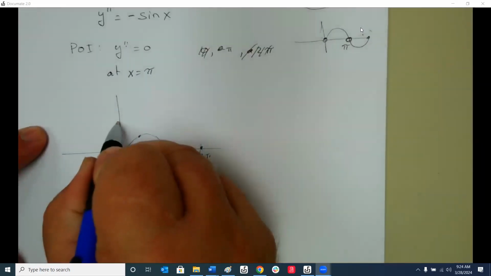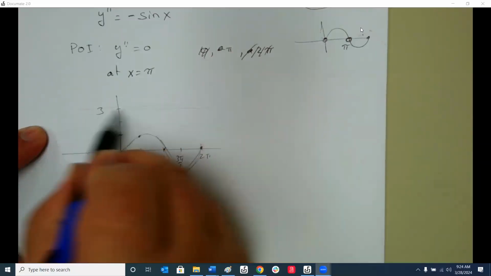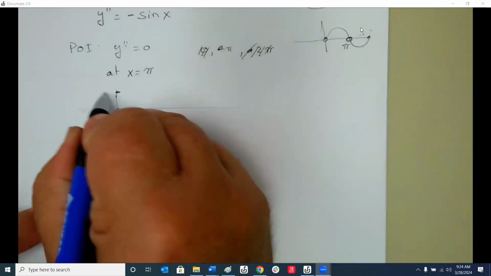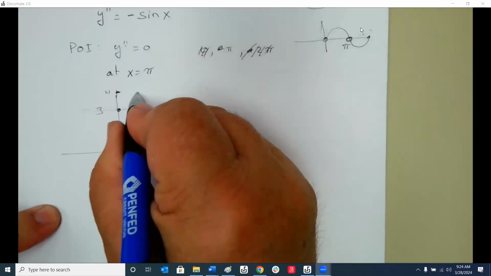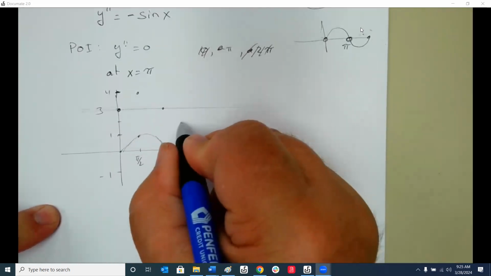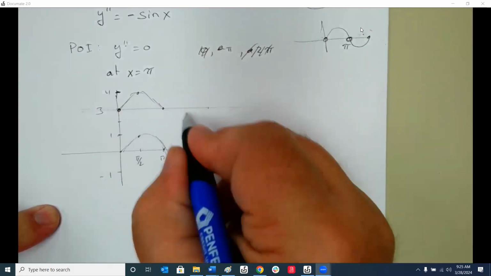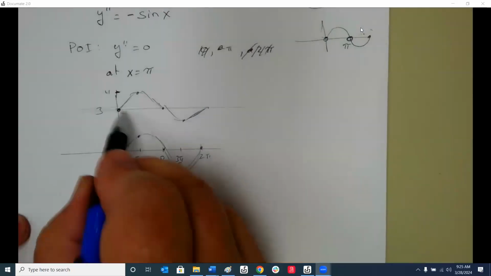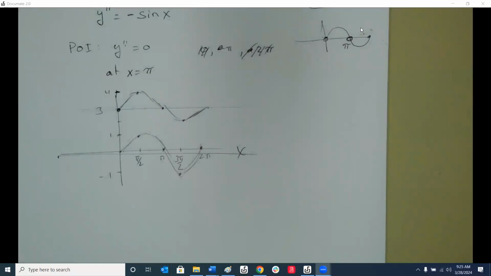So 1, 2, 3. So there's our new x-axis. We have to go up 1 and down 1. So it's here, here, here. So this is our graph. There's the original x-axis. Now we shift it up 3 spaces.